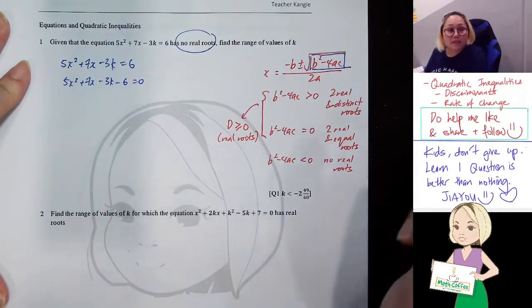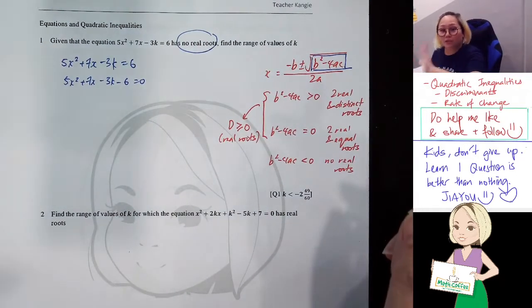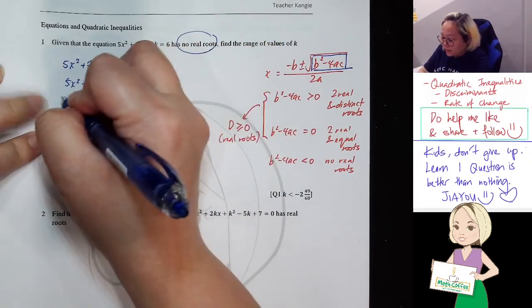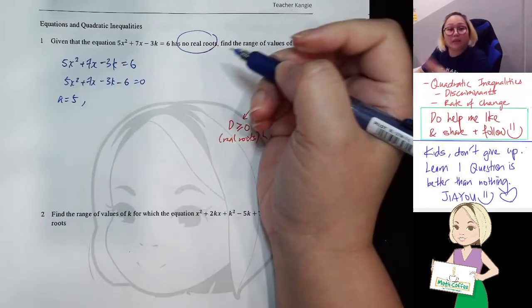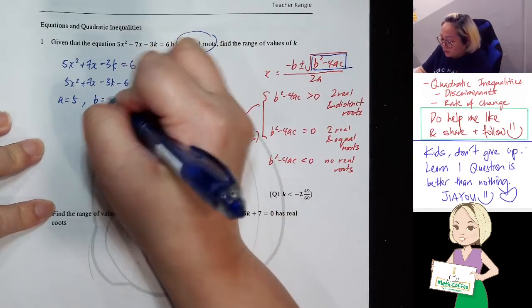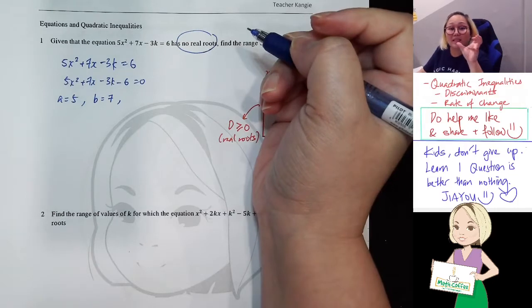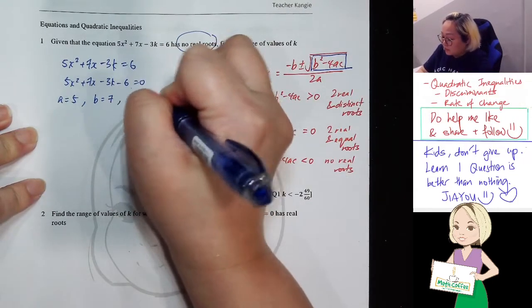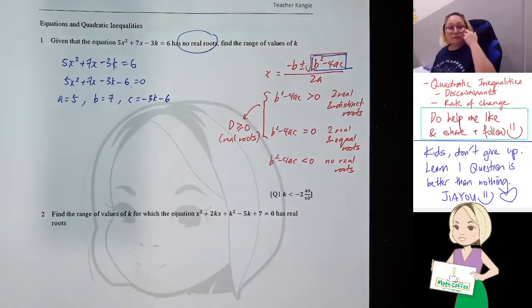Next, always label out what is your a, what's your b, what's your c. The a is the coefficient of x squared, so my a for this case is 5. The b is the coefficient of x, so for this case, my b is equal to 7. My c is the constant, so c for this case is negative 3k minus 6.